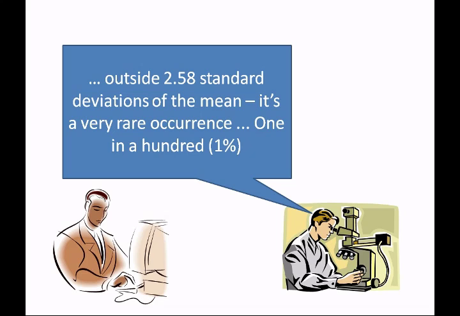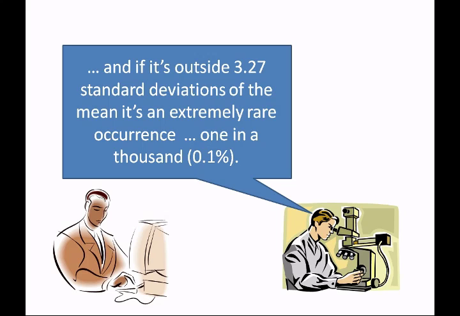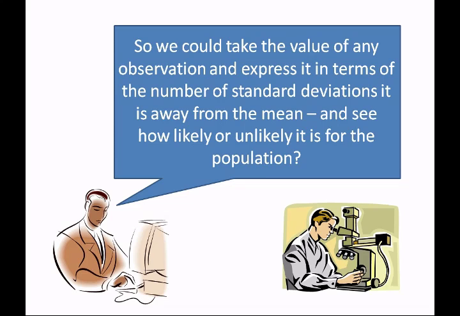Outside 2.58 standard deviations of the mean, it's a very rare occurrence, 1 in 100, 1%. And if it's outside 3.27 standard deviations of the mean, it's an extremely rare occurrence, 1 in 1,000, or 0.1%. So, we could take the value of any observation and express it in terms of the number of standard deviations it is away from the mean, and see how likely or unlikely it is for the population.